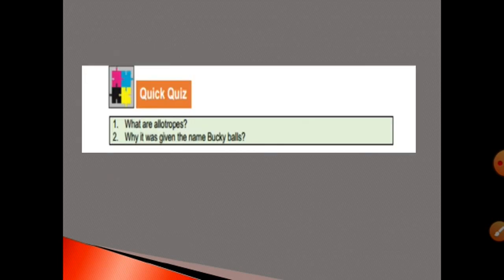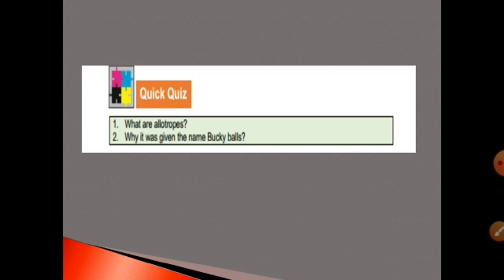The next quick quiz: what are allotropes? It is related to our 2-day lecture. What are allotropes? Allotropes are different structural forms of the same element having different physical but the same chemical properties. For example, diamond, graphite and buckyball are the allotropes of carbon.